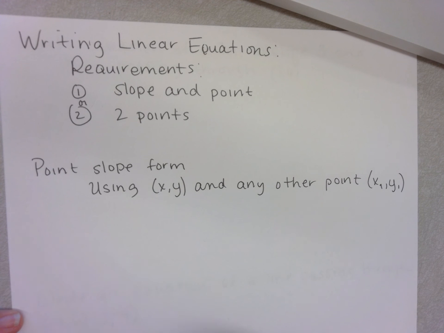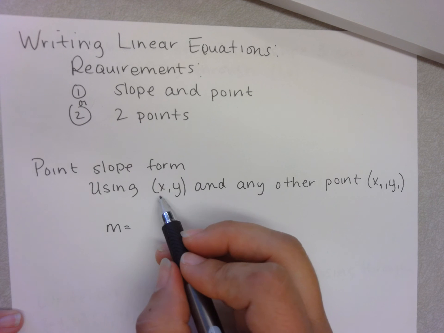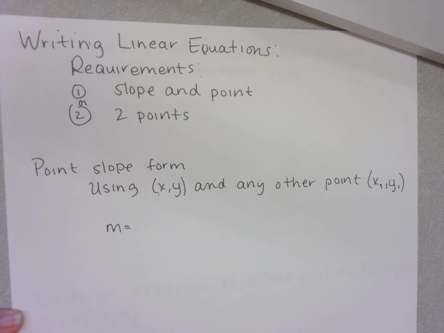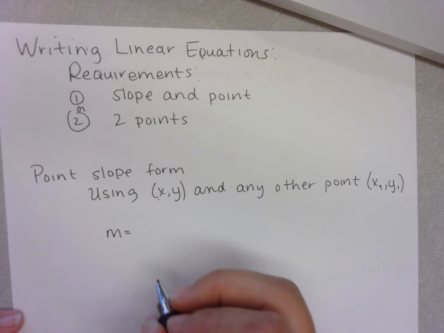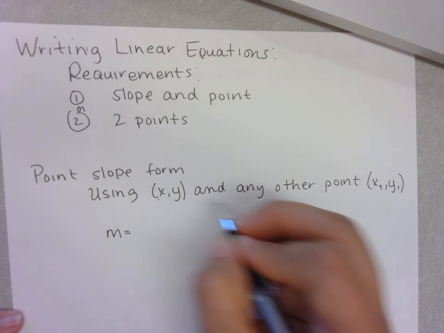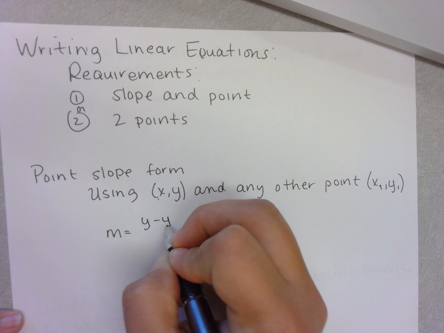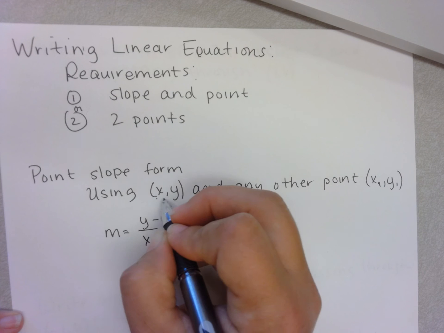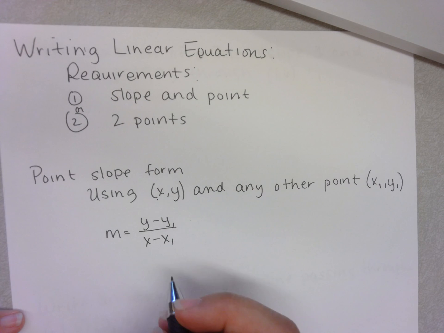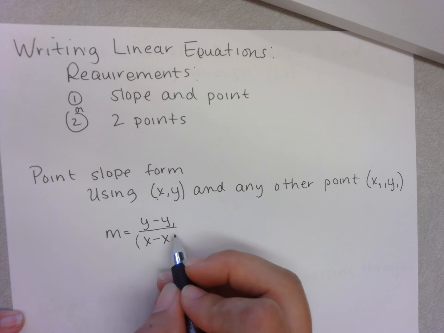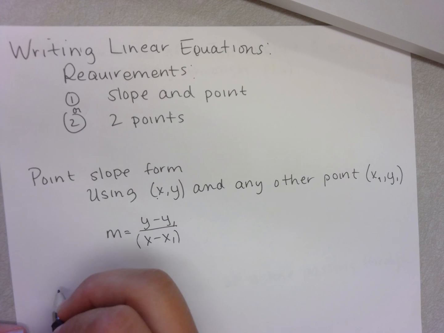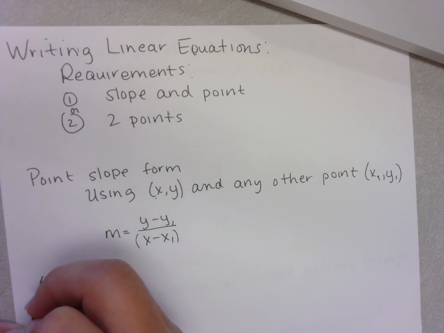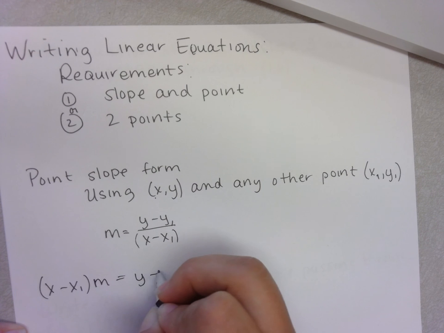So point slope form actually comes from using the slope formula. If I'm going to use the point x, y, so I'm just going to use any x, y, and then this other point x1, y1. Using my slope, I'm going to choose this one first. So I have y minus y1, that's this y minus this y, over x minus x1, so this x minus this one. If I multiply across by x minus x1, then I'm going to get x minus x1 times the quantity m equals y minus y1.